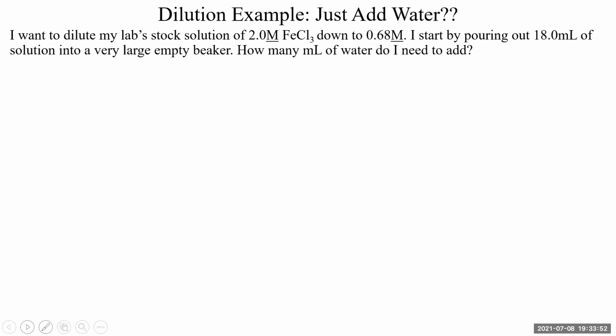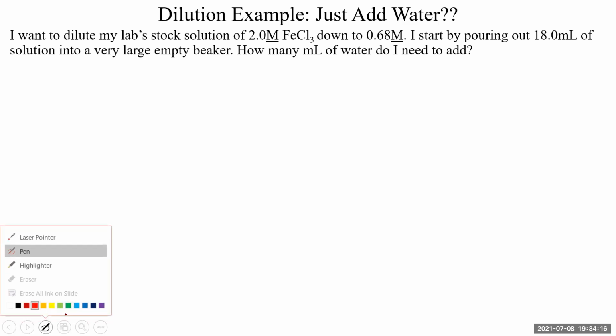Because in real life, you don't typically bring things up to final volumes necessarily. Normally what you do is you figure out what concentration you want, and then you figure out exactly how much water you need to add to get to that concentration. You don't just willy-nilly add a bunch of water and then figure out your concentration. You can, but that's usually not how it's done. So let's see how that works.